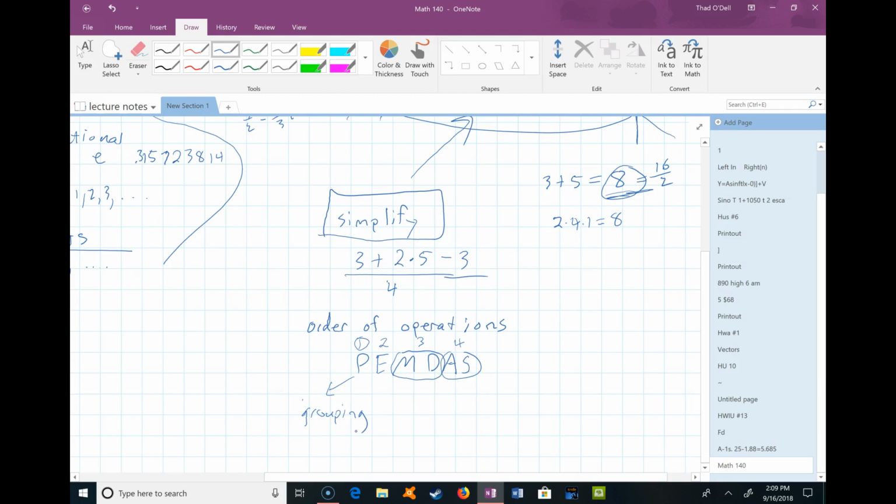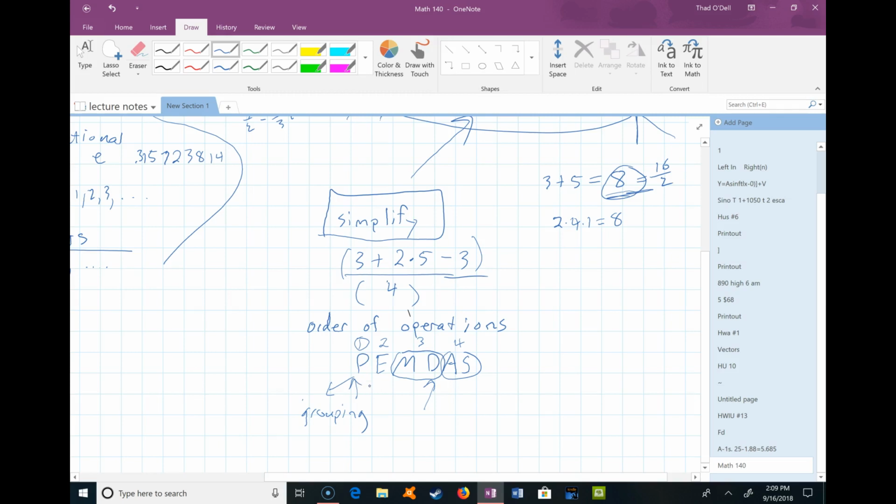There's absolute value. There's a fraction bar. This is a grouping symbol. That means we do the top and the bottom before we do the division, because that division bar is a grouping symbol. So it doesn't fall under division in this category. It actually falls under the P for grouping symbols.